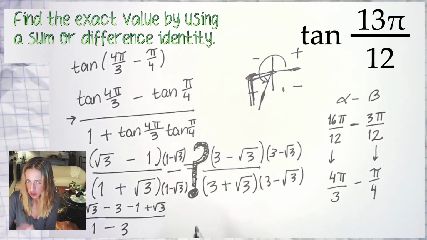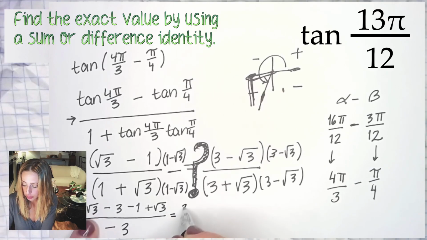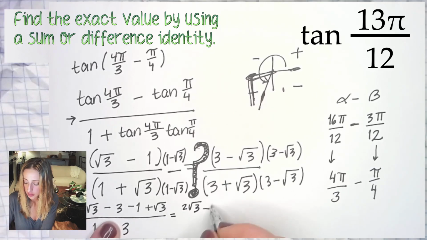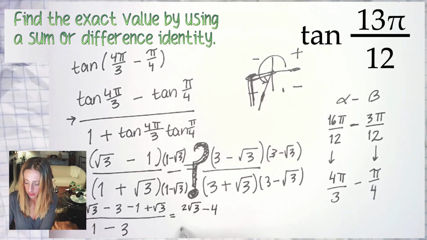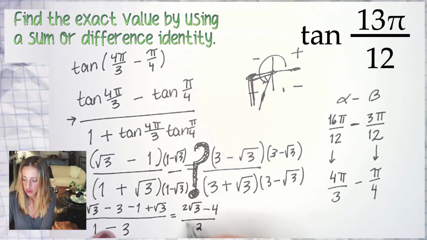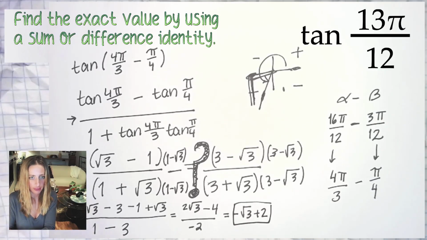Now, clean that up just a smidge, just a hair. Root 3 plus root 3 on top is 2 root 3. Negative 3, negative 1 is minus 4, negative 4. That's not under the radical. All over negative 2, and a little pretzel style division reducing. This right here will become negative 1 root 3 or negative root 3. And this will become positive 2. So that is the answer on the left.